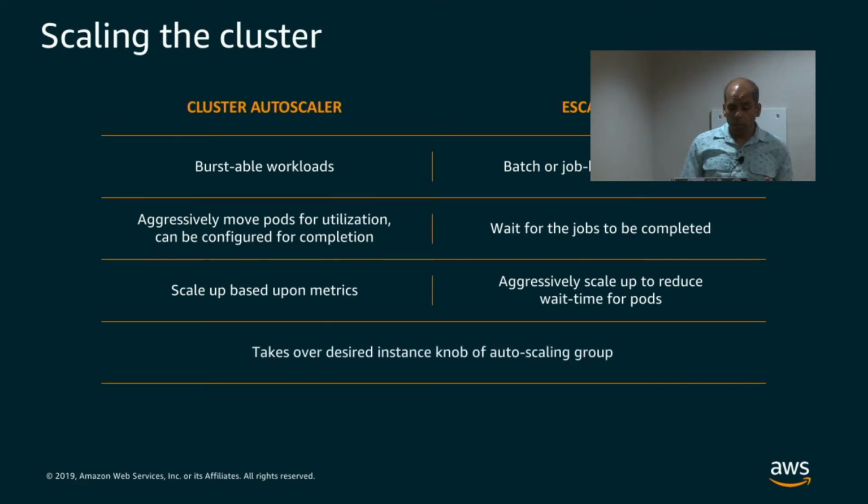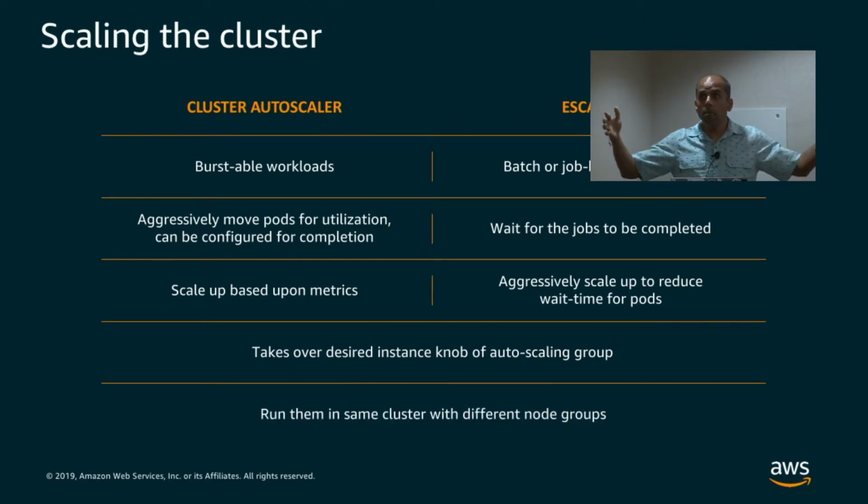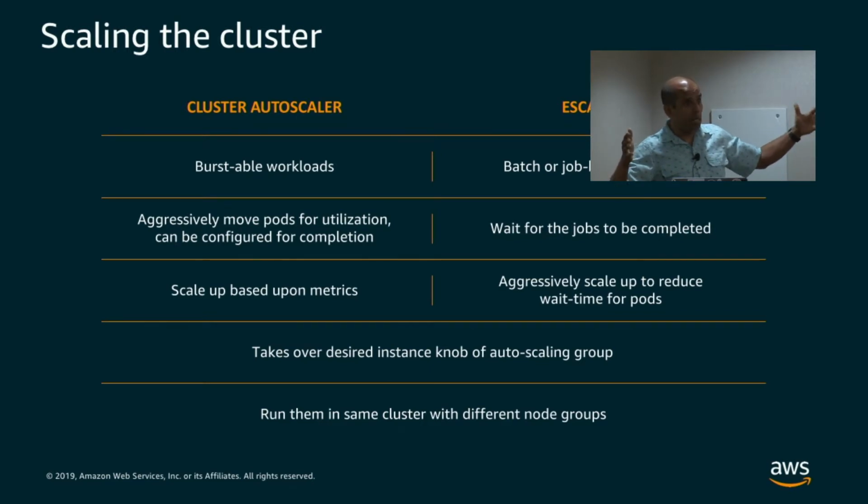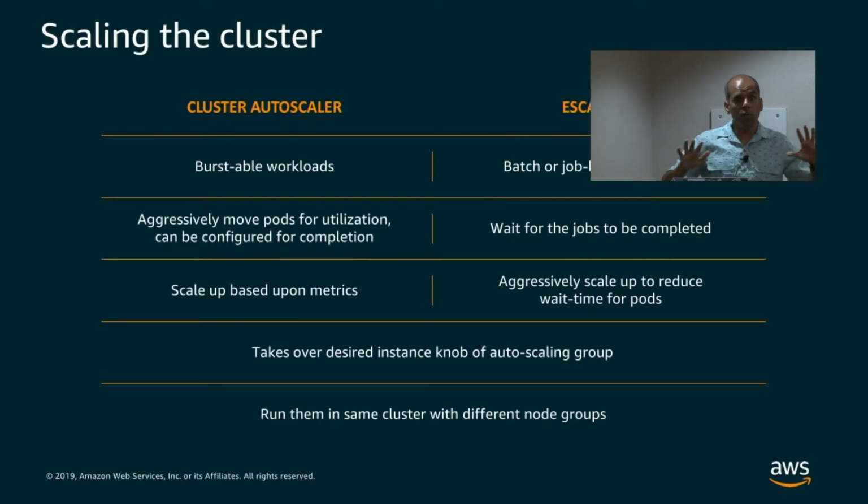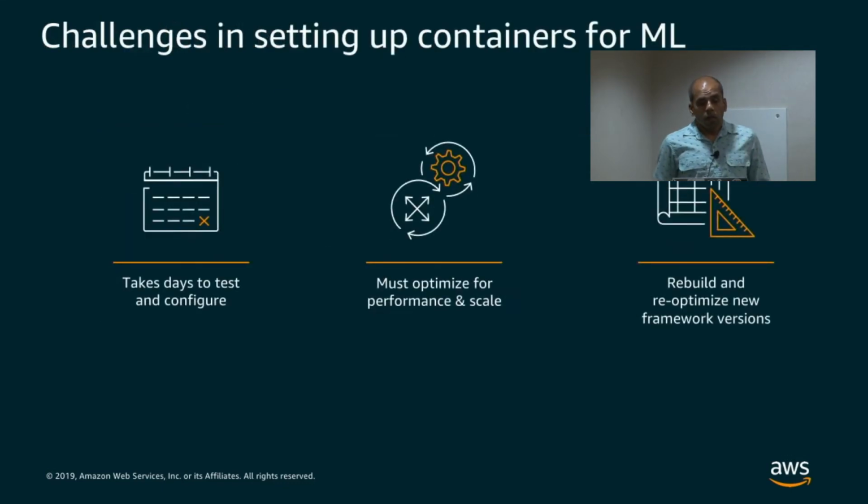They both take over the desired knob of the autoscaling group, because at the end of the day it is the autoscaling group in AWS that has to scale up and down. And in the same cluster, for example, we looked at pattern 2B, where we had training, inference, and say apps running in the same cluster. You could very easily say the training and the inference are going to use Escalator, while the apps are going to use Cluster Autoscaler. And that's the configuration that we see customers using as well.